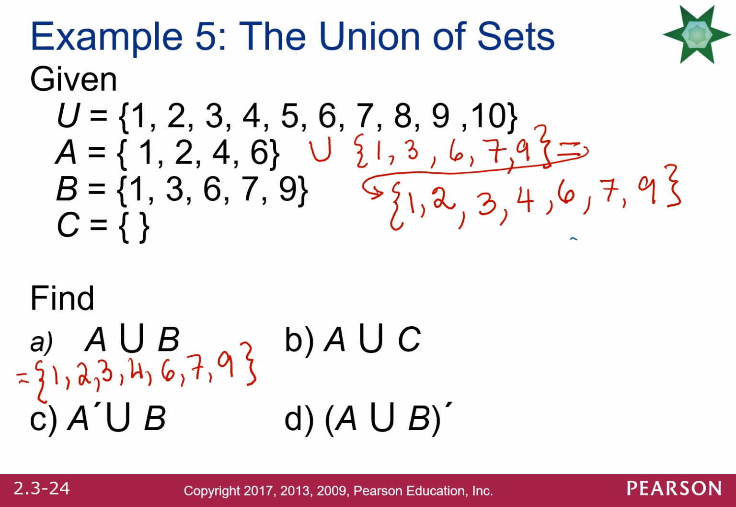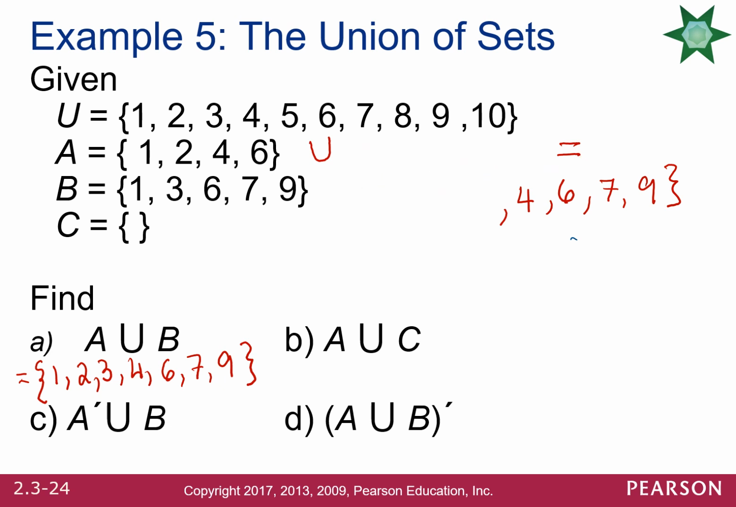Now we have A union C, correct? C is an empty set. So what I'm going to do is erase the writing from the previous part that we worked out. So let's erase that. So this time A union C would be the elements of A combined with the empty set. So empty set basically means nothing.